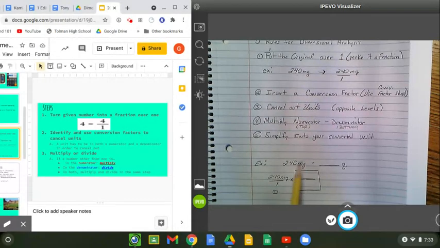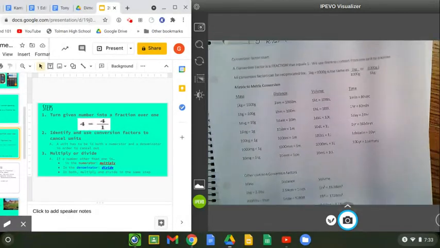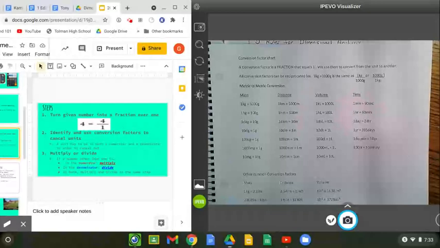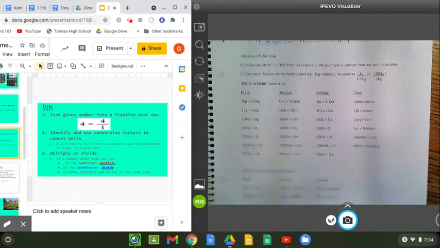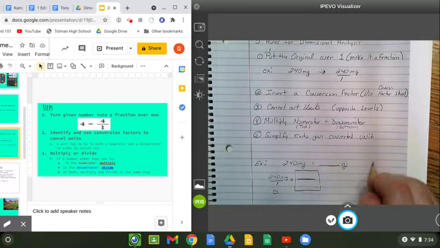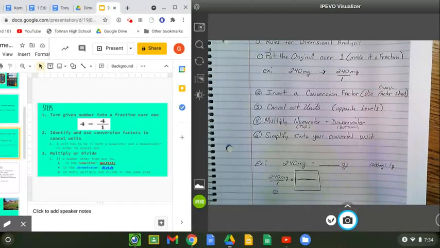Okay, now I'm dealing with milligrams and grams. So I want to use the conversion factor sheet that I printed out or that I attached in Google Classroom for you to find one that has both milligrams and grams in it. And what I find is 1,000 milligrams equals 1 gram. So this conversion factor has the 2 units I need. So I'm going to use the 1,000 milligrams equals 1 gram. Now I can write that 2 different ways.